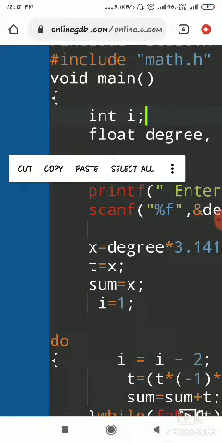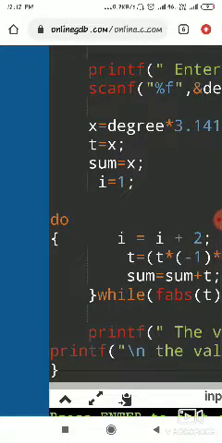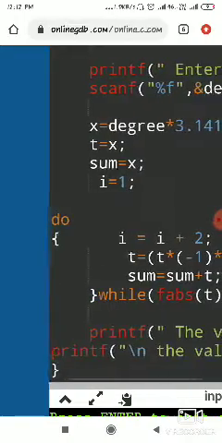Let me take t. So I'm using t equals to x. So t is initialized with the x value, and the same way sum is being initialized with the x which was in radian. And I am putting the i variable. It has its own meaning, which is going to give us the power and denominator value. Now here comes the main logic of the program.